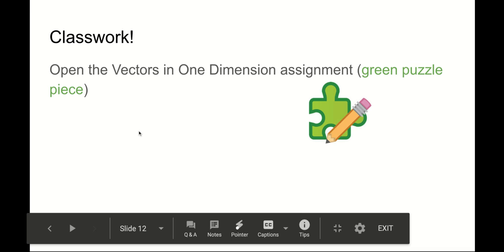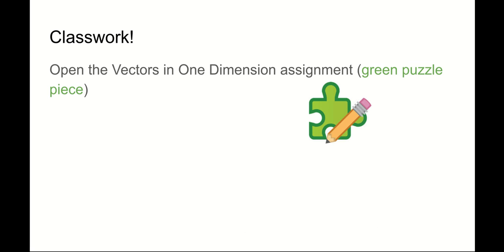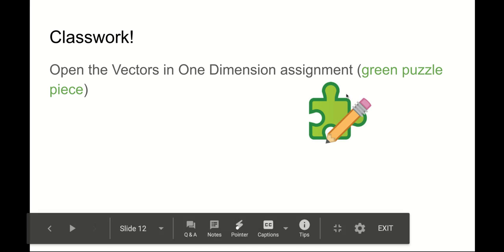So those were a few examples. If you need any more help, go ahead and email your teachers. But you guys have a 5-question vectors in 1 dimension assignment. If you look in this folder, find the green puzzle piece that says vectors in 1 dimension, and that is your assignment for today.